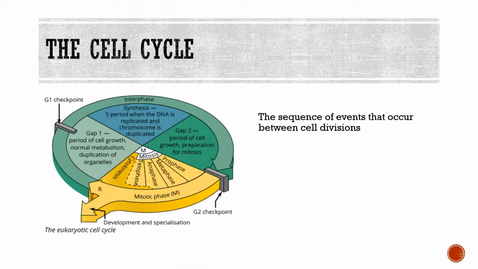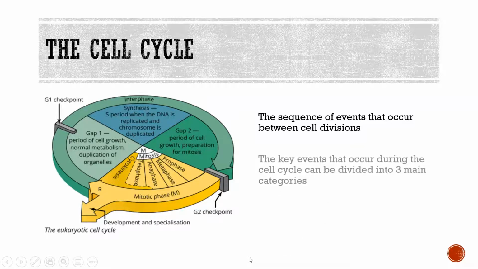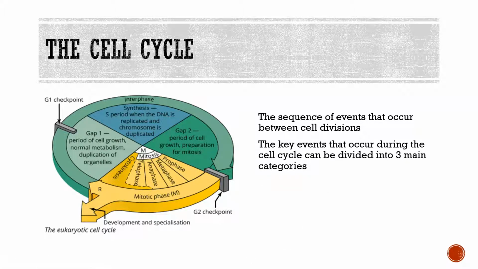So here we've got the cell cycle, and we can see that we start off in this interphase. Then we have mitosis occurring, and then we have cytokinesis, which is the final part of the cell cycle. So the sequence of events that occur between cell divisions, that is the cell cycle. The key events that occur during the cell cycle can be divided into 3 main categories. As I just said, we've got the interphase, we've got mitosis, and then we have cytokinesis.